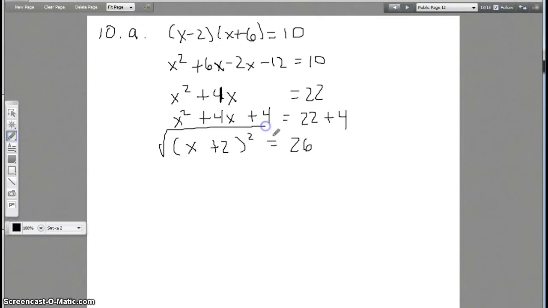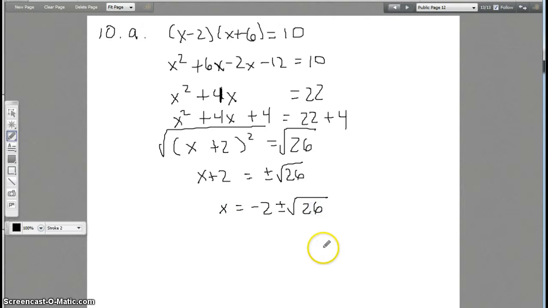Now I'm going to take the square root of both sides. On the left side, we have x plus 2. On the right side, we have plus or minus the square root of 26. Now to get the x by itself, we need to subtract 2 from both sides, and we get x equals negative 2 plus or minus the square root of 26. The square root of 26 cannot be simplified because it does not have any square factors.